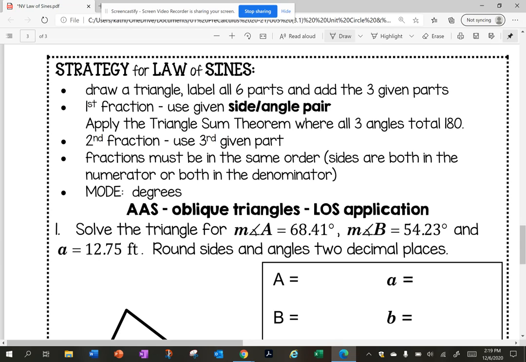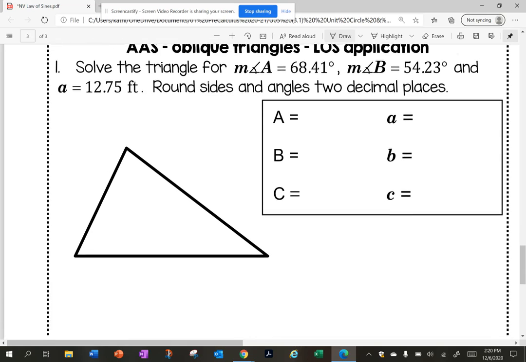I'm going to apply the triangle sum theorem, knowing that all 3 angles total 180. And the second fraction I'm going to use is the third piece of information with the given part. So I'm using all 3 pieces in the 2 fractions that I'm solving first. The fractions need to be in the same order. I either have both sides in the numerator or both sides in the denominator. And usually we're solving these right now in degrees, so make sure you check your mode on your calculator and you're in degrees. All right, so let's do an example.